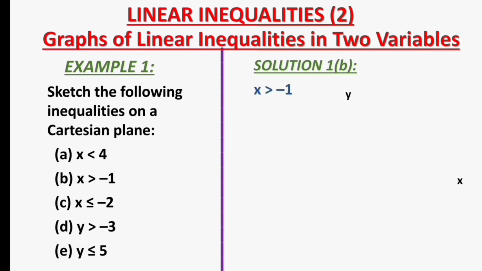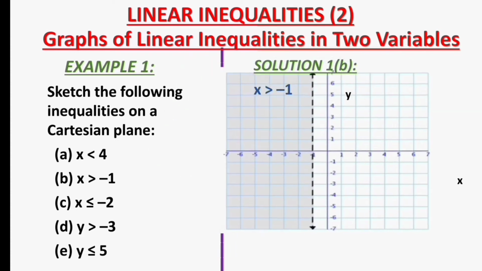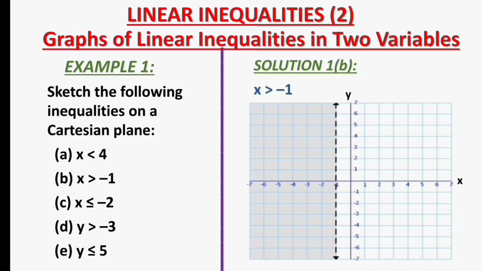Next, let's see the graph of x is greater than minus 1. Once again, which type of boundary line will be required here? Is it a broken line or a solid line? Let's see if you are right again. Of course, for the graph of x is greater than minus 1, the boundary line required is a broken line. This broken line should go through the point minus 1 on the x-axis.